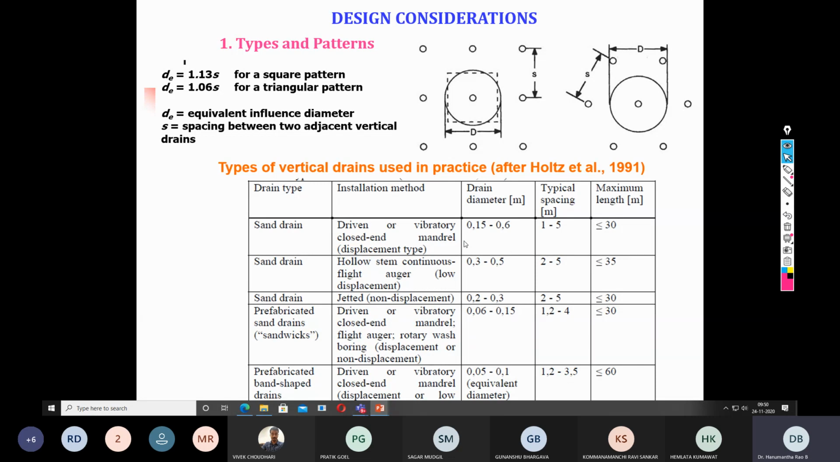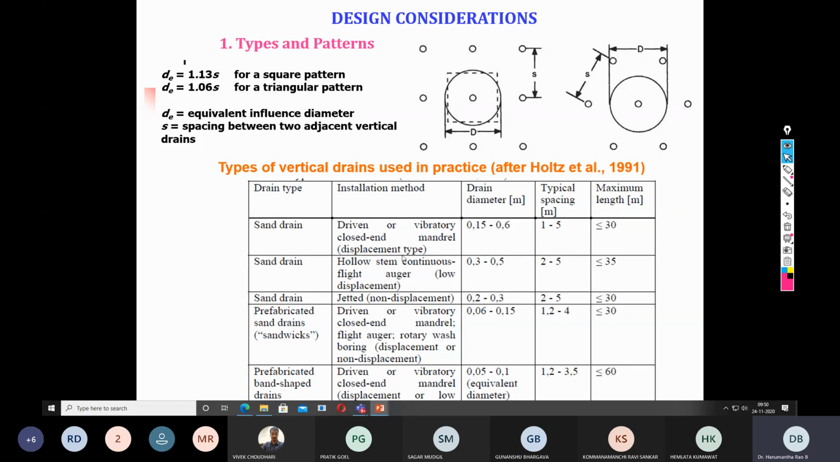And there are other factors also, as you can see, depending upon the installation method. So how to select the other parameters? See, this is the sand drain. So the installation method was driven or vibratory closed end mandrel. So in this case, the drain diameter might vary from 0.15 to 0.6 meter, and typical spacing 1 to 5 meter, and maximum depth is less than 30 meter.